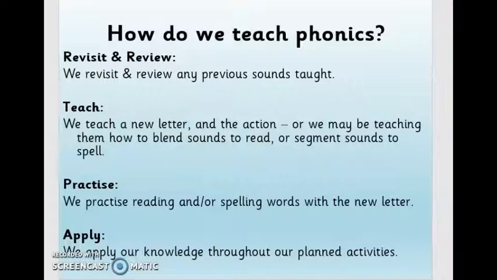How do we teach phonics? In school we have phonics lessons every single day. We usually do our phonics at the start of the day, and we have a 15 to 20-minute session. As the year progresses, our phonics session will get slightly longer, and there will be different activities for the children to do depending on their ability in phonics.